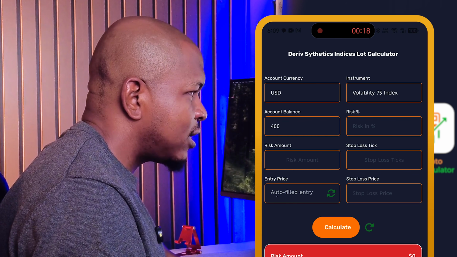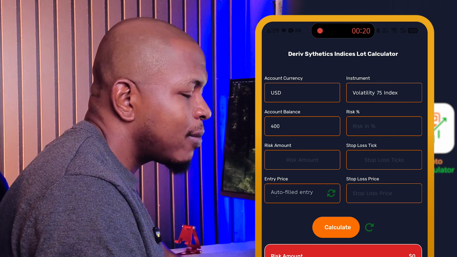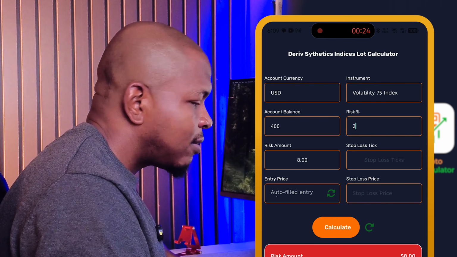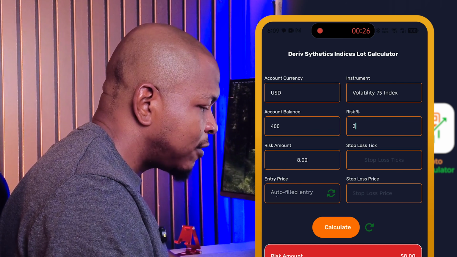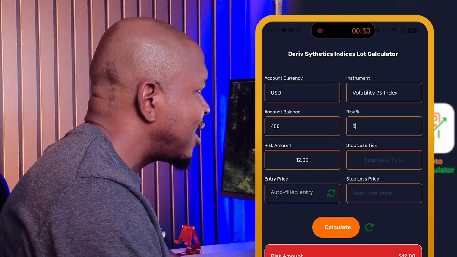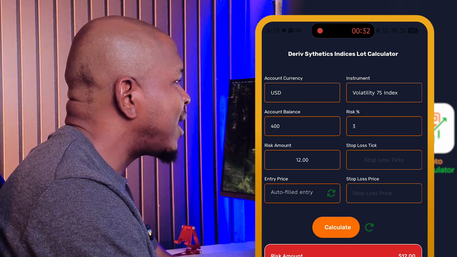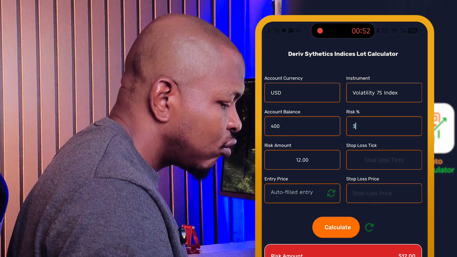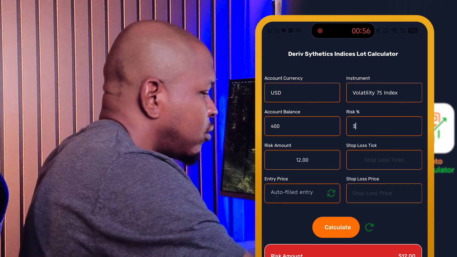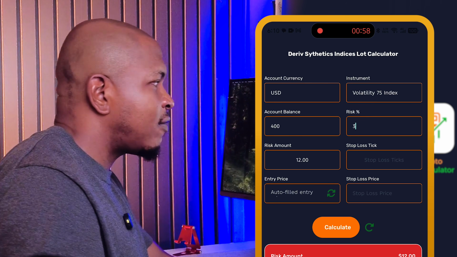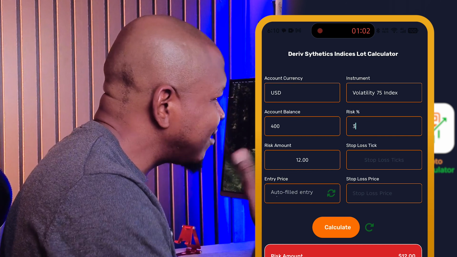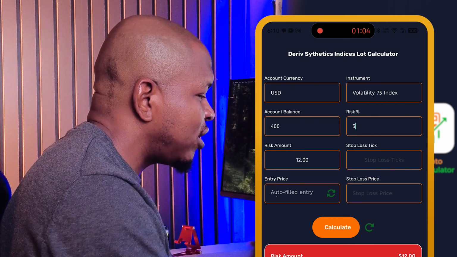What do I want to risk in this trade? In other words, when I lose, what am I willing to lose? Let's say I want to risk 2% of my account. That is $8. If I want to risk 3%, that will be $12. In other words, when I lose $12, and for this particular trade, when I win, I'm winning 12 times 3.92, which is $47. So if I lose $12, I win $47. This is what this means, and this calculator helps me to actually do it right.